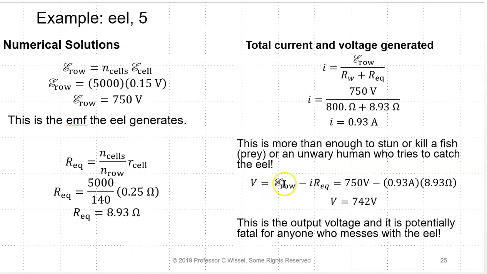So V equals just E_row minus I R equivalent, or 750 volts minus 0.93 amps times 8.93 ohms. So that's the voltage that he generates. That's 742 volts. Now this is the output voltage and is potentially fatal for anyone who messes with the eel.